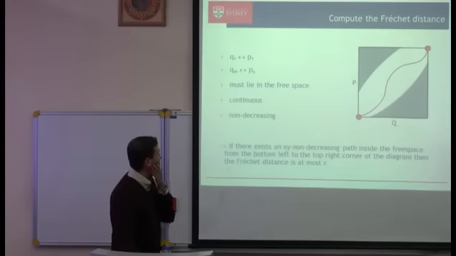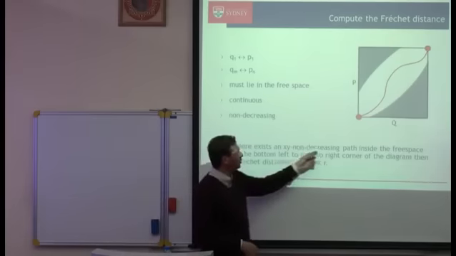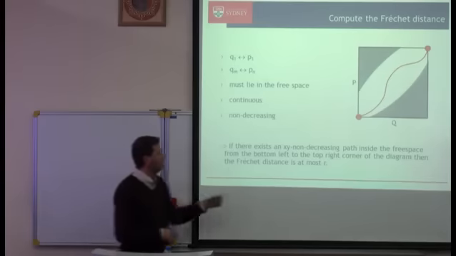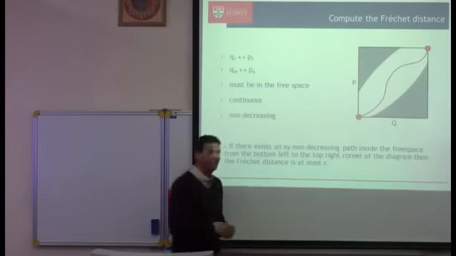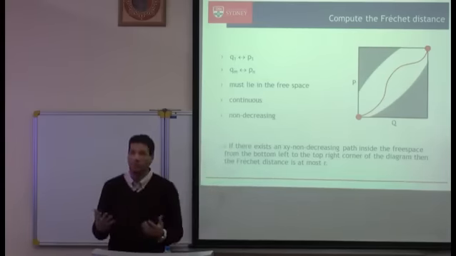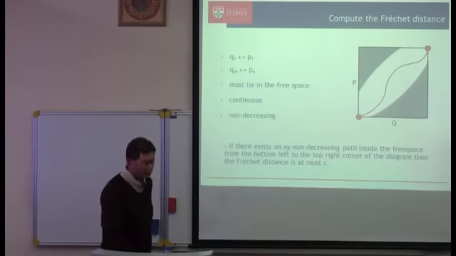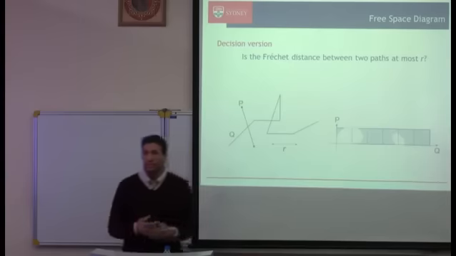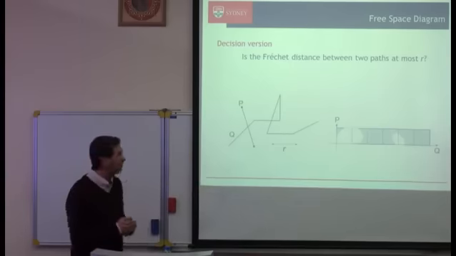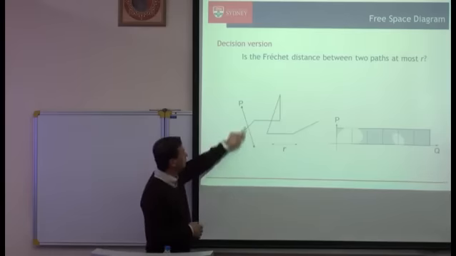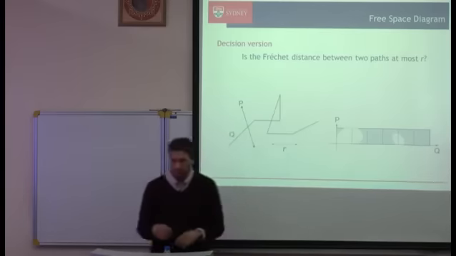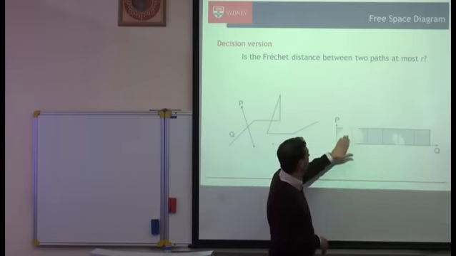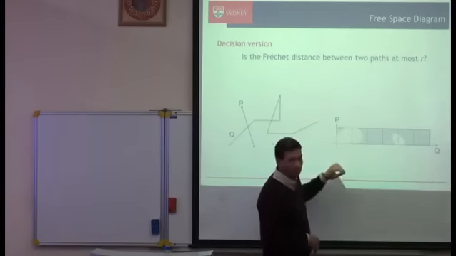So this says if there exists an xy non-decreasing path inside the free space from the bottom left corner to the top right corner of the diagram, then the Fréchet distance is at most R. Okay? Good. So let's expand this example a little bit. So now we just had two segments. Let's look at the case when we have one segment and one path. So now we want to build the same free space diagram. So we do it for every pair of segments.